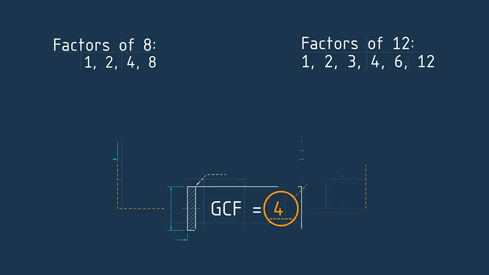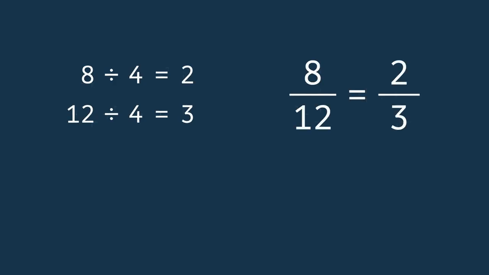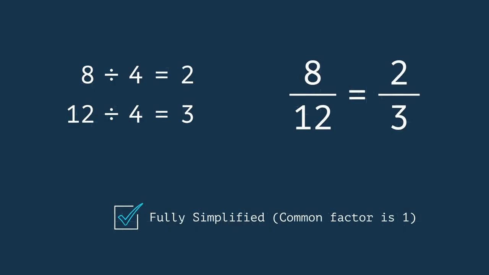Now divide both numbers by 4. 8 divided by 4 equals 2, and 12 divided by 4 equals 3. So 8/12 equals 2/3. Check if 2/3 can be simplified again. The only common factor of 2 and 3 is 1, so 2/3 is fully simplified.